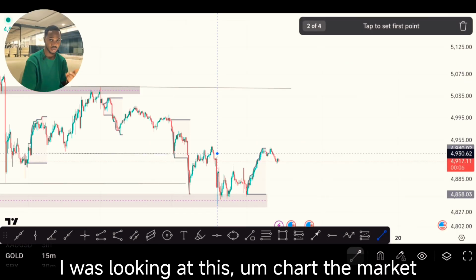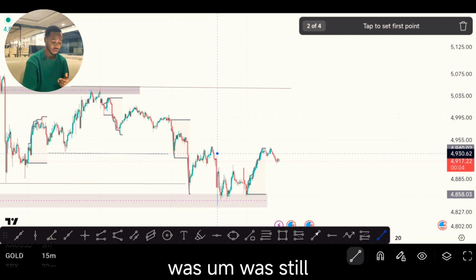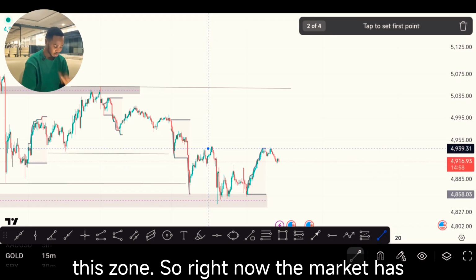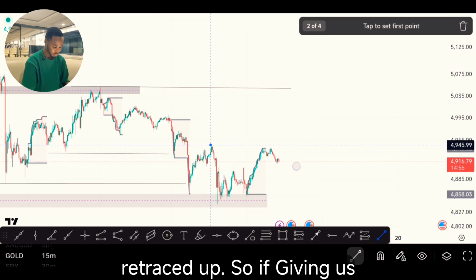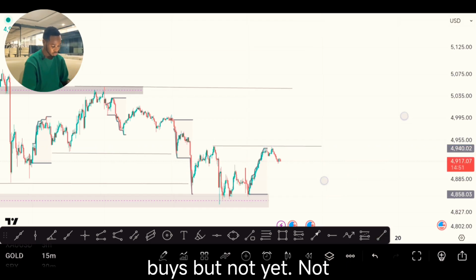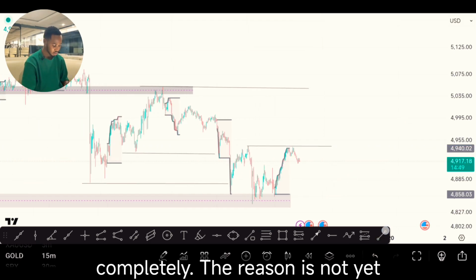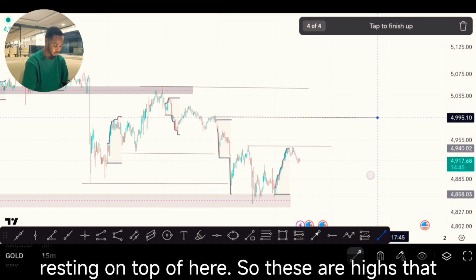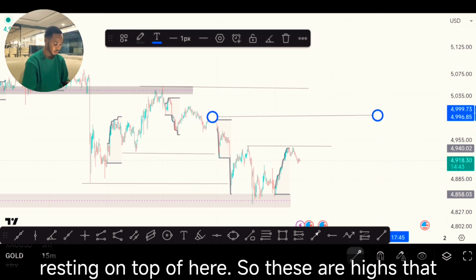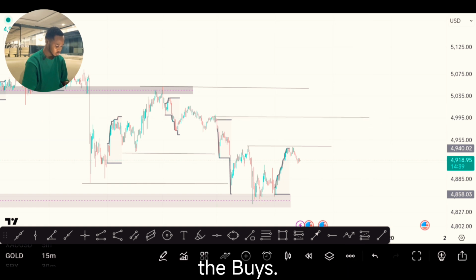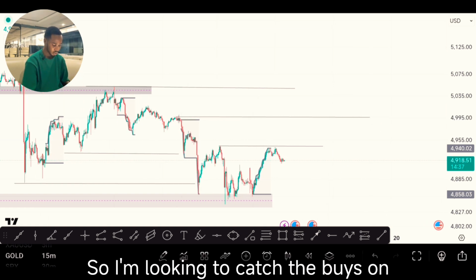Today when I was looking at this chart, the market was still around this zone right here. Yeah, it was around this zone. So right now the market has retraced up, so it's already giving us reason for buys, but not completely yet. The reason is not yet complete, and yes, we have liquidity still resting on top of here. So these are highs that I'm looking at to catch the buys on gold.